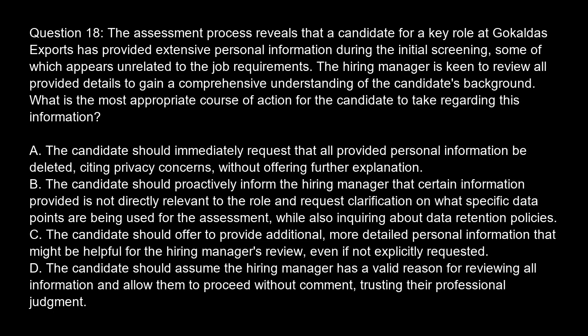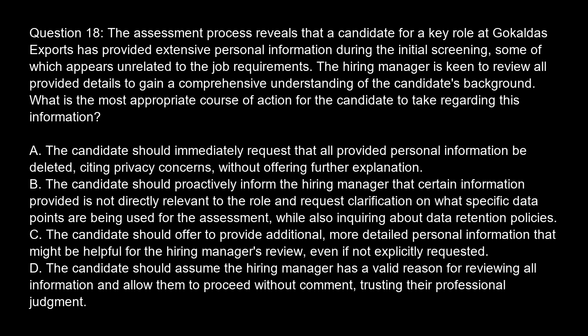Question 18. The assessment process reveals that a candidate for a key role at Gokaldas Exports has provided extensive personal information during the initial screening, some of which appears unrelated to the job requirements. The hiring manager is keen to review all provided details to gain a comprehensive understanding of the candidate's background. What is the most appropriate course of action for the candidate to take regarding this information?